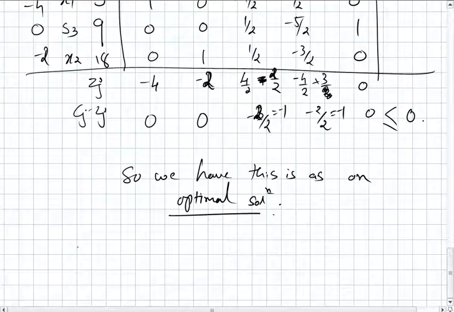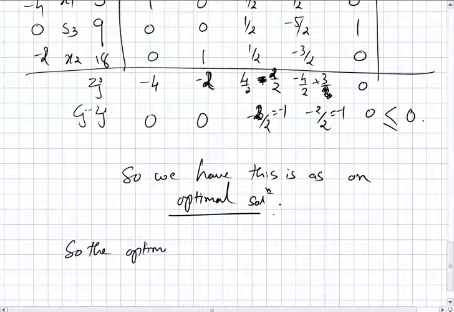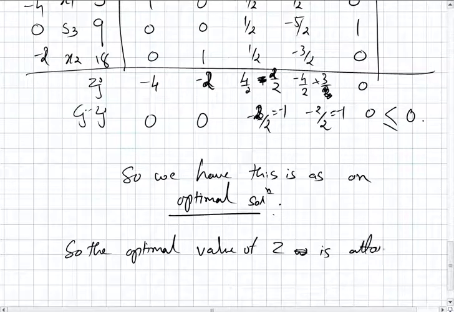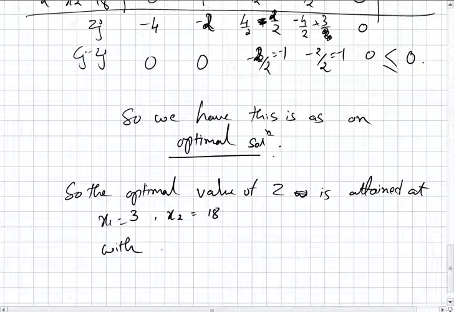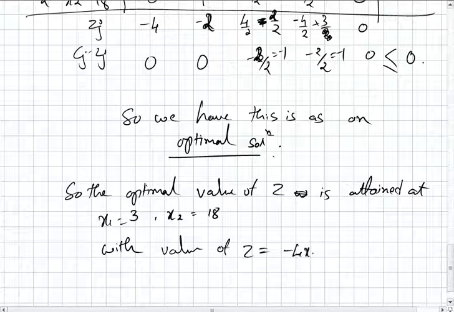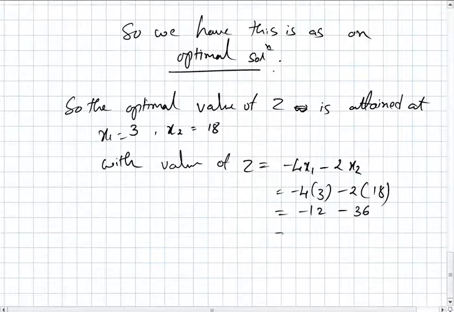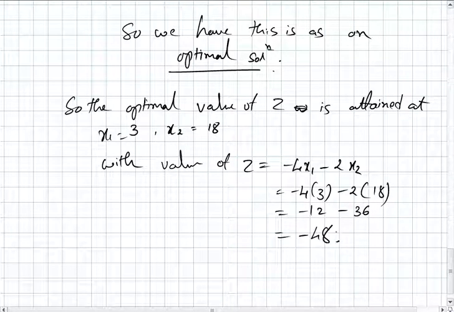So the optimal value of Z is attained at x1 is equal to 3, x2 is equal to 18, with value of Z equal to minus 4x1 minus 2x2, that is minus 4 times x1 which is 3 and minus 2 times x2 which is 18, that is minus 12, minus 36, so minus 48. So this is our optimal solution.